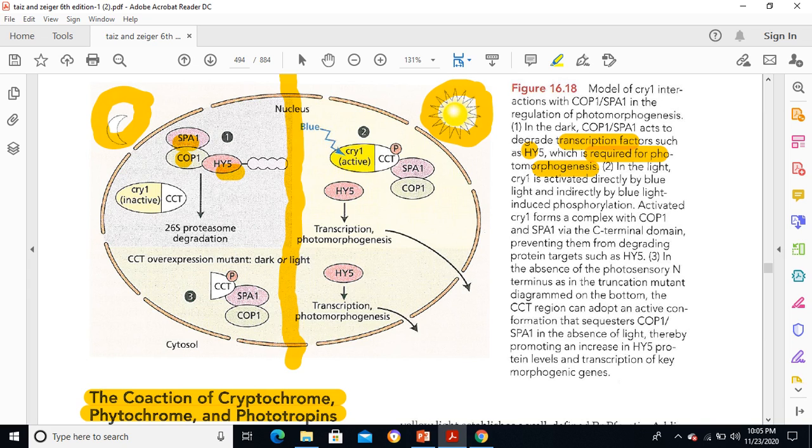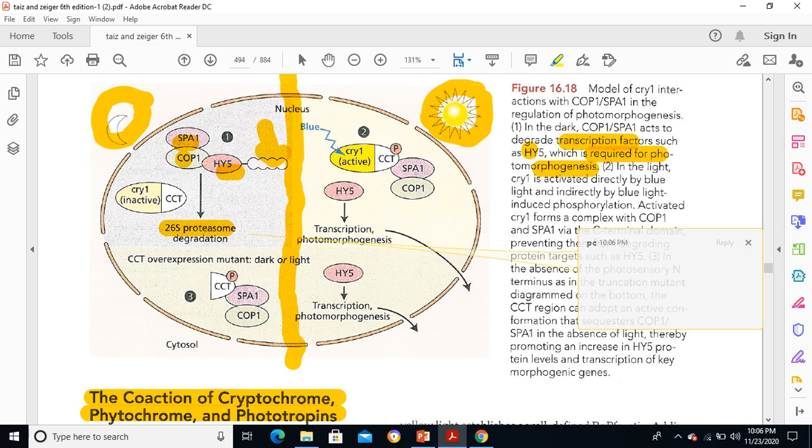So during the dark, that means you don't have blue light, or we can say in the absence of light or in the absence of blue light, actually we don't want this HY5, isn't it? So SPA1 and COP1 will bind together and bind to HY5 and add a ubiquitin tag to HY5. So this HY5 is degraded by 26S proteasome degradation.